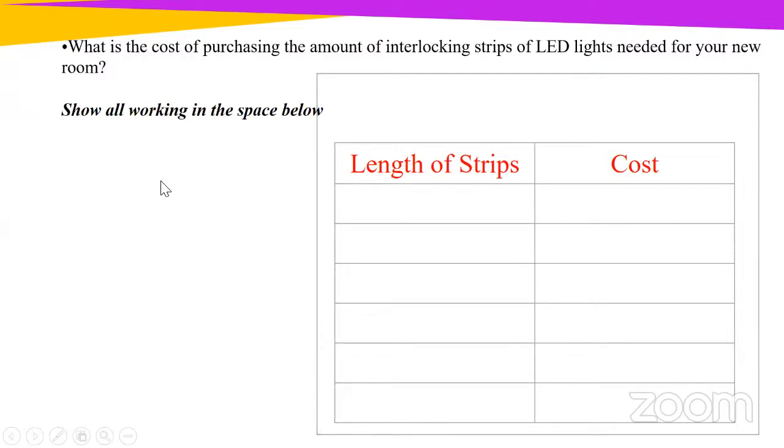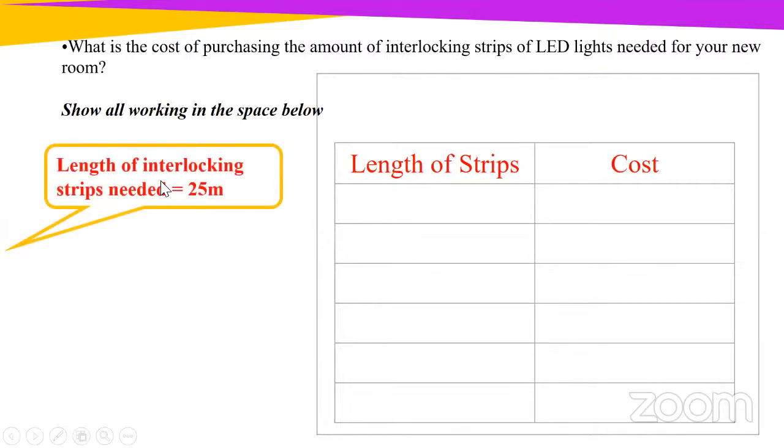Amari? All right, so I'm giving you one clue. We know the length that we need to purchase. We already need to purchase 25 meters in length.